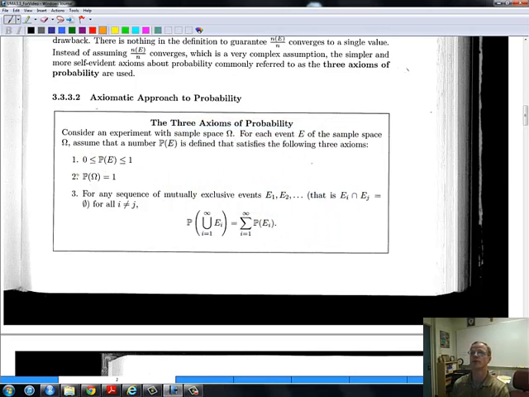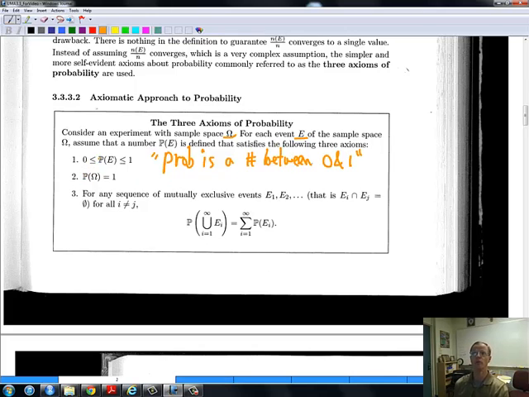So the first axiom is that for event E in sample space omega, probability of event E needs to satisfy the following 3 axioms. Okay? First of all, it's got to be between 0 and 1. And you'll hear me say that probability is a number between 0 and 1. That's key. So that's just this one. Probability is a number between 0 and 1. That's a nice way to think about it.